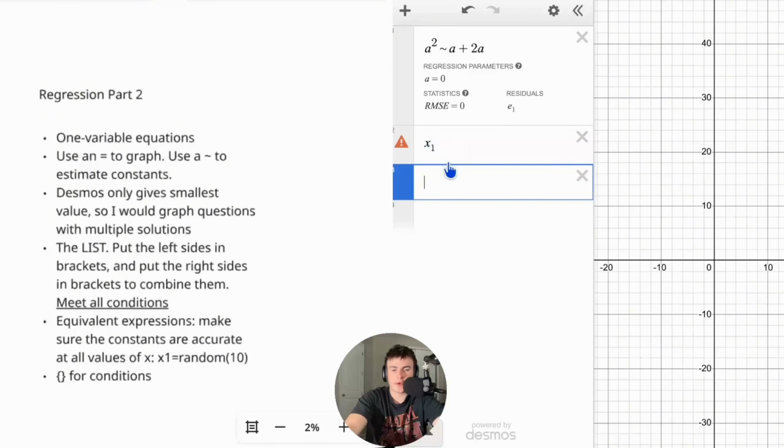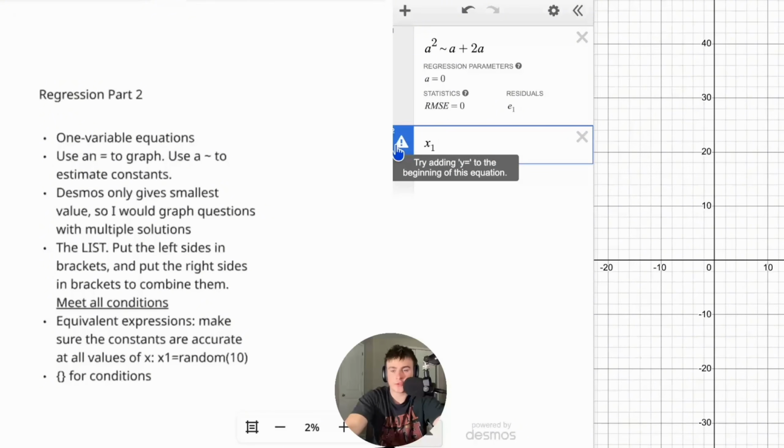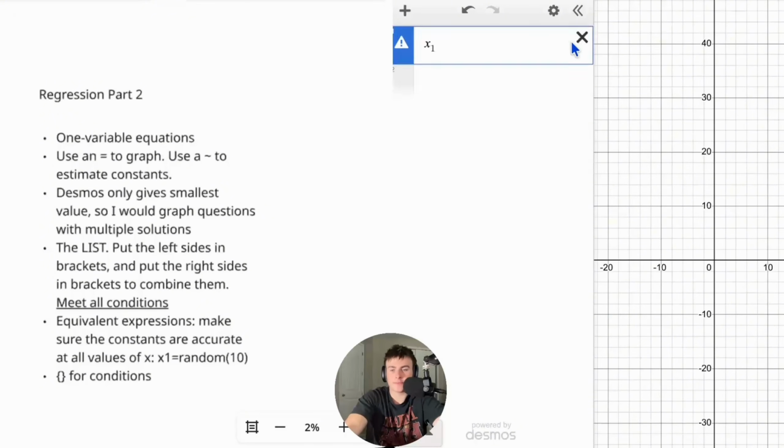So if you're using a tilde, you have to use subscript on the x's. By the way, if you're wondering how to type it in, just click the x button and then literally type in 1. It'll autofill to the bottom. It'll auto move down. So that's it. I would graph questions with multiple solutions. If there's only one, you can use a tilde. But usually when I'm analyzing the amount of solutions, I'm probably going to just graph it, honestly.